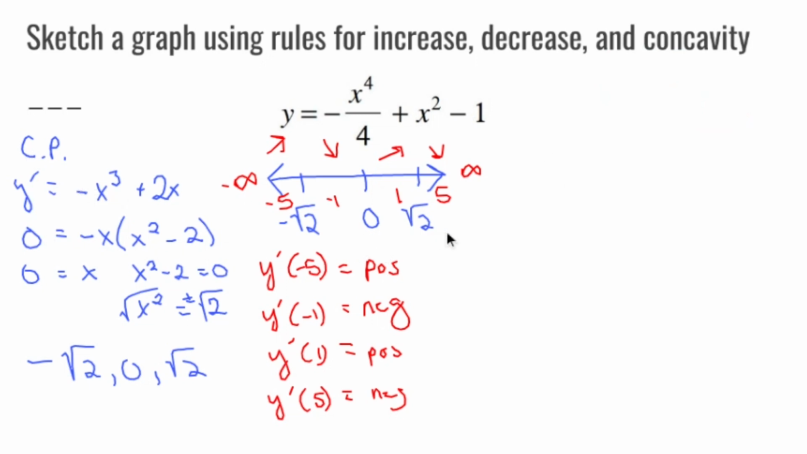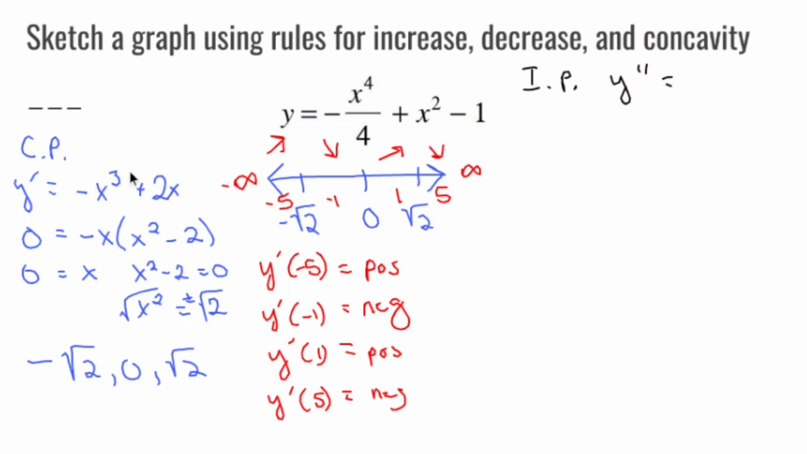So what I'm going to do is start my inflection points up here. I'll probably end up erasing that when all is said and done, but we'll see what I can fit on this one little screen. So to find the inflection points, I care about the second derivative. So the first derivative was negative x cubed plus 2x.